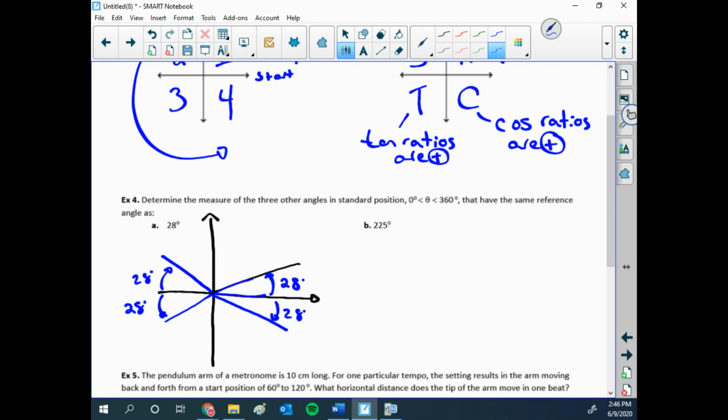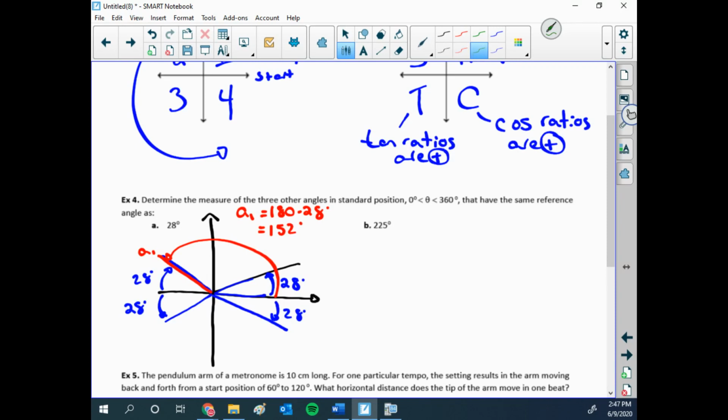But what I want to know is the actual measurement of each of those terminal arms. So let's call this arm 1. The measure of arm 1 is going to be from here all the way to there. To figure that out, with the reference angle of 28, I would just go 180 minus 28 degrees, which is going to give me 152 degrees.